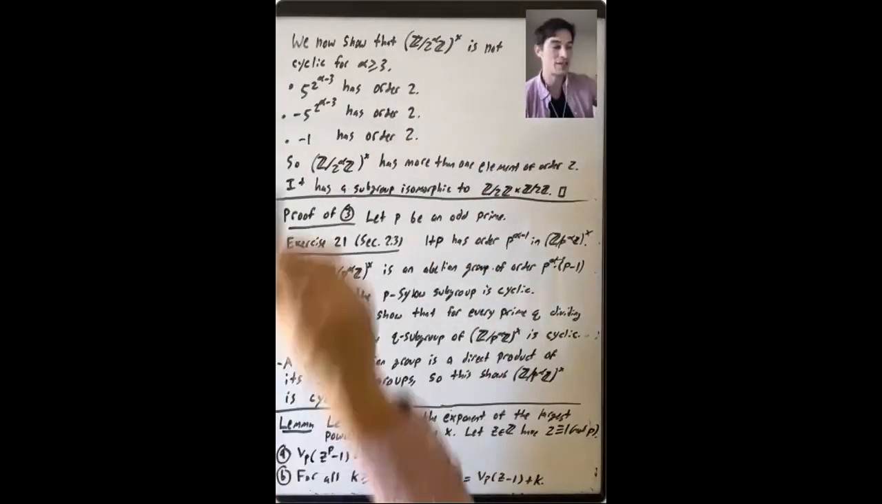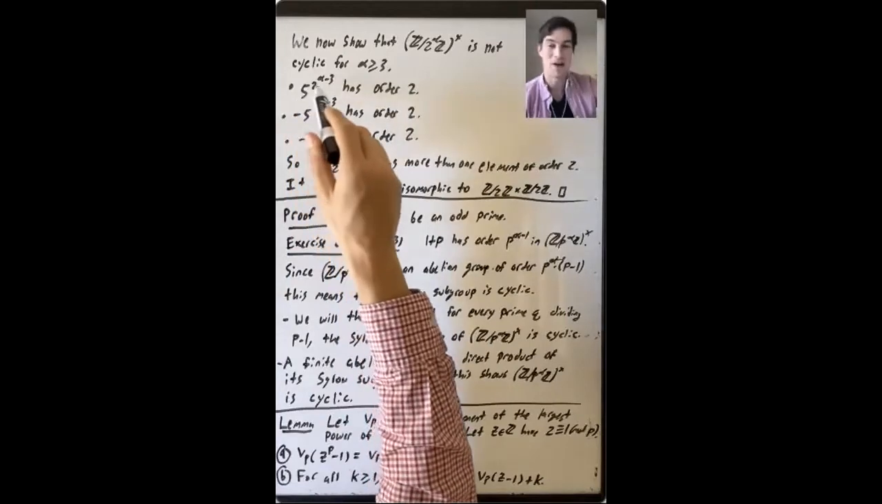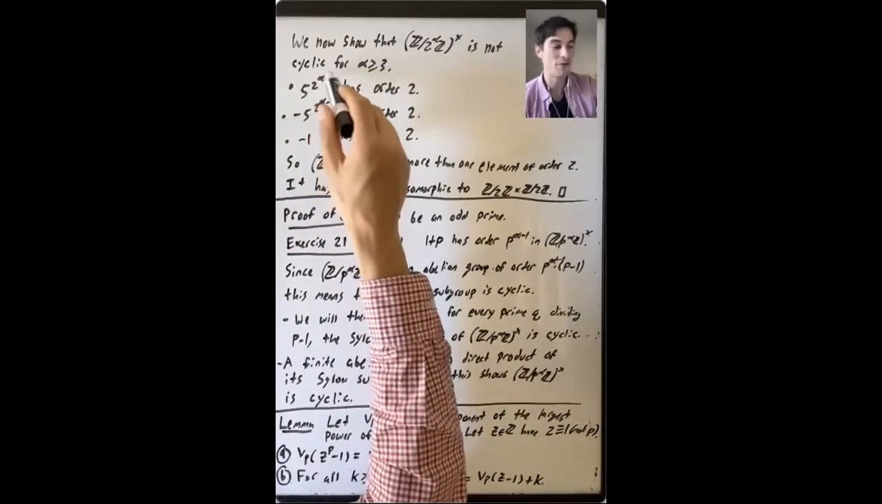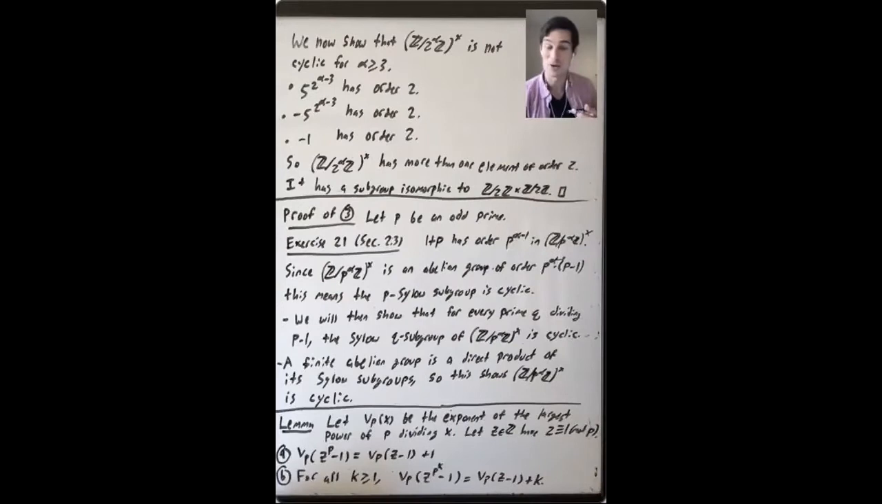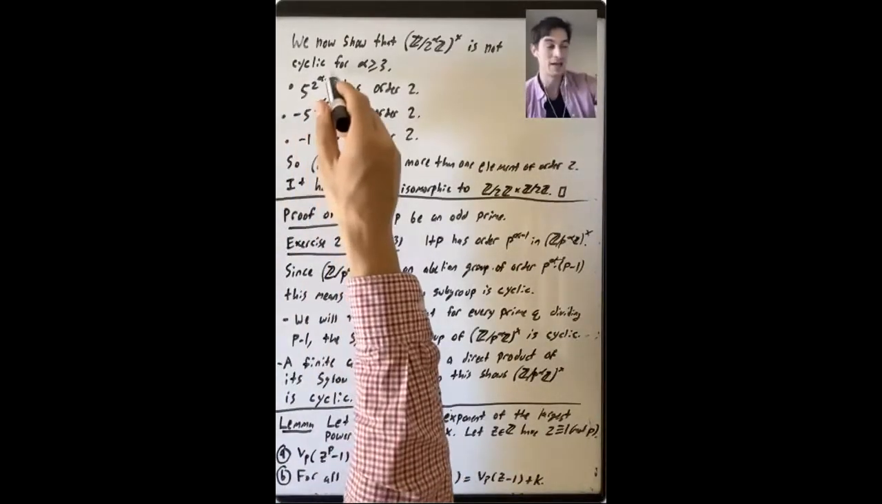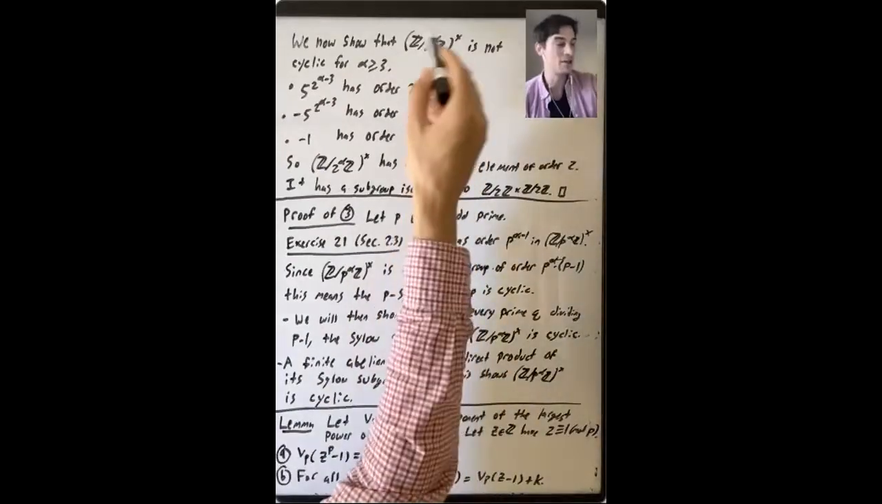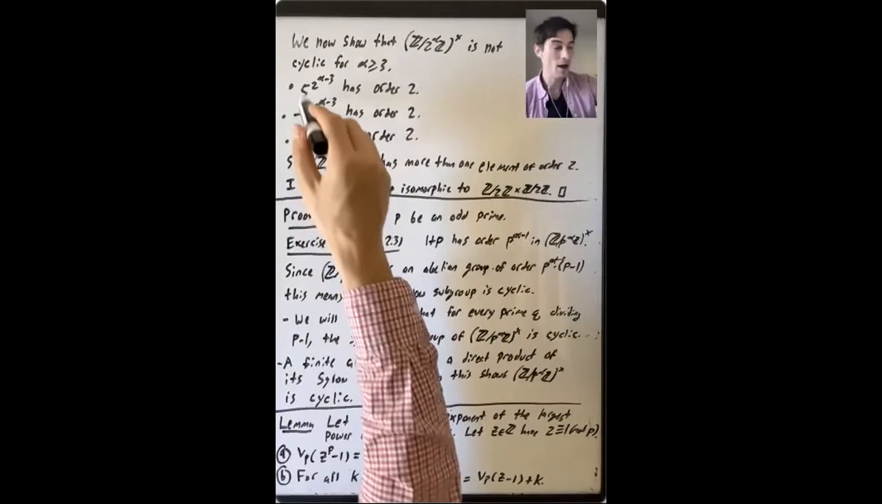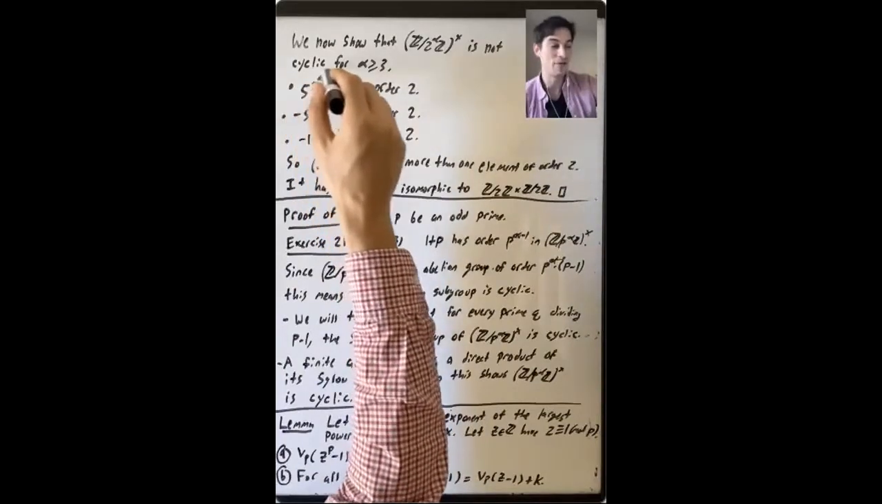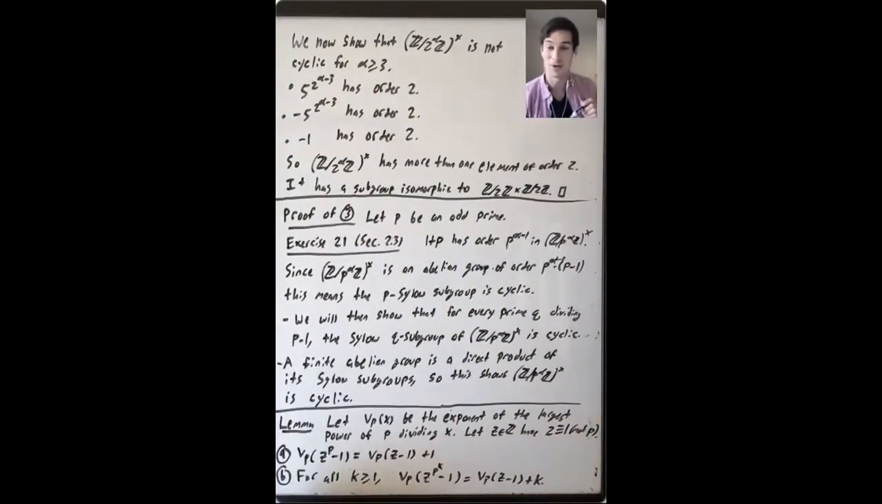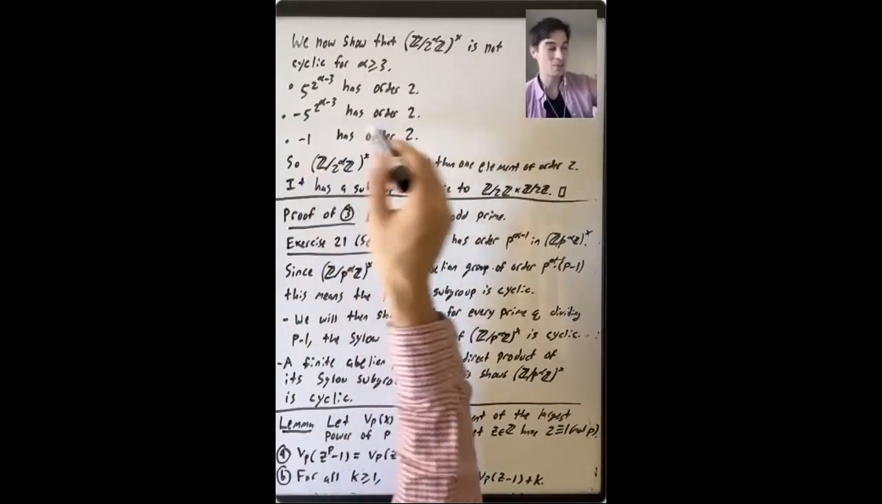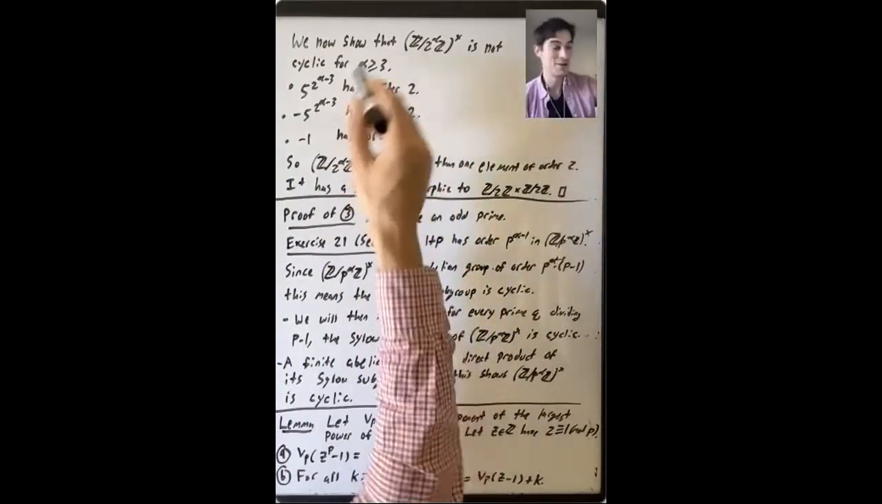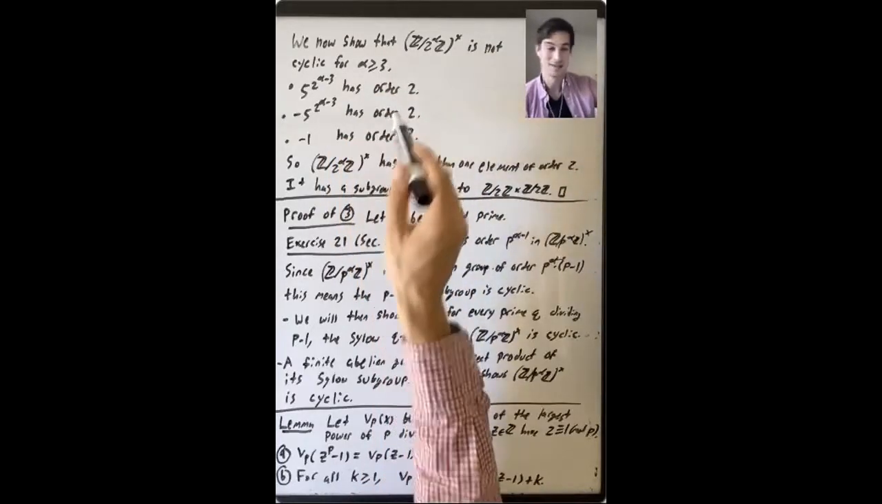But based on what we just saw about powers of 5, 5 to the 2 to the alpha minus 3 has order 2, because if you square it you get 5 to the 2 to the alpha minus 2, which is 1 in (Z mod 2 to the alpha Z) star. Same thing, minus 1 times this 5 to the 2 to the alpha minus 3 also has order 2. And now minus 1 also has order 2. So here are 3 elements of order 2.